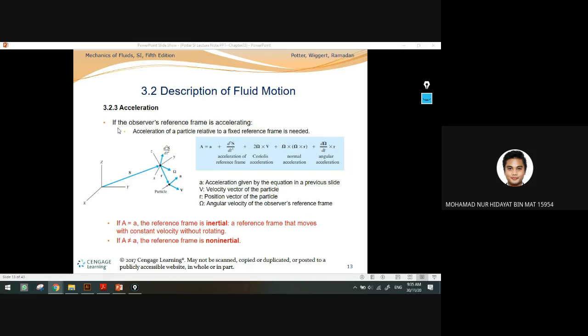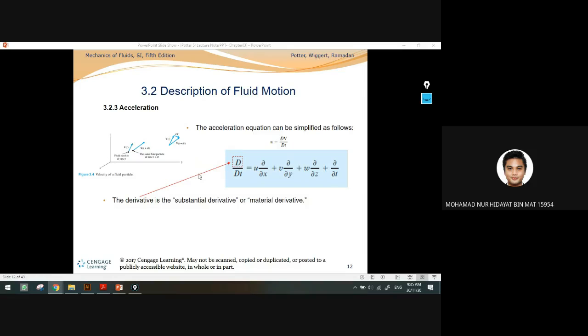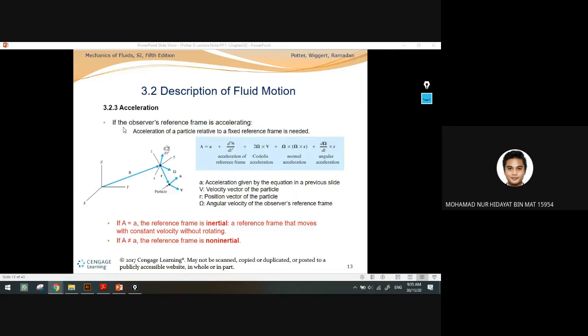However, consider the frame motion with respect to our observer. We are the observer, right? We observe the fluid motion. However, if the observer reference frame is accelerating, for example, we are moving and then we look at something, the particle is in motion. That means we have two frames in motion at the same time. The particle moves and we as the observer move.